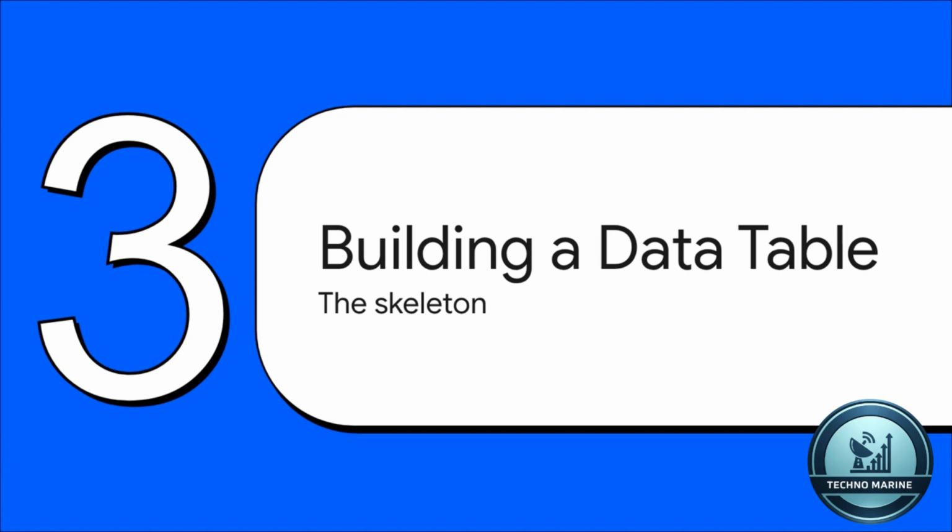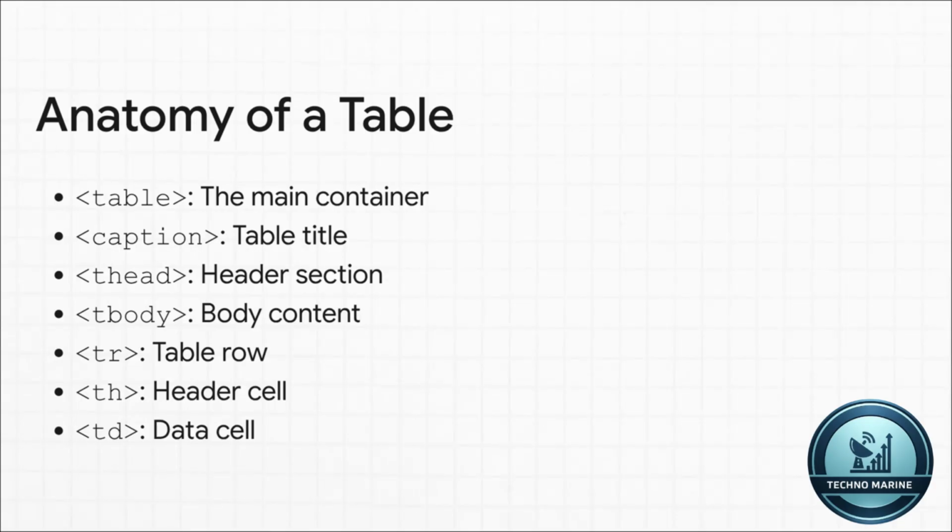Okay, section 3, building a data table. Now that we understand the basics, it's time to build the actual skeleton of our information. We're going to use a specific set of tags to give our data its shape. All right, let's look at the essential building blocks. The whole thing gets wrapped in a table tag. We can give it a caption, which acts as a title.